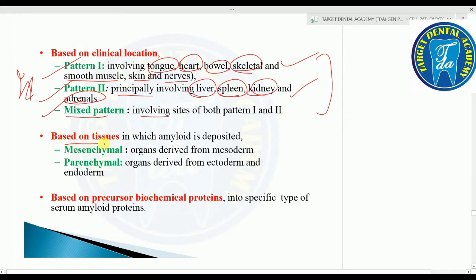Next is on the basis of the tissue in which the amyloid is deposited: mesenchymal, in which the organ is derived from the mesoderm, and parenchymal, in which the organ is derived from the ectoderm and endoderm. Next is based on the precursor biochemical protein into specific types of serum amyloid protein.